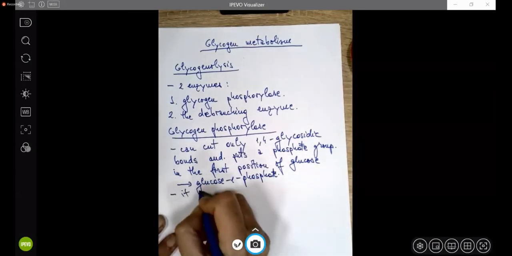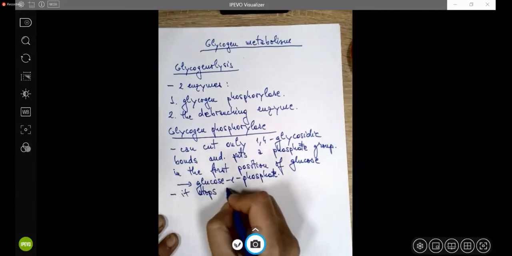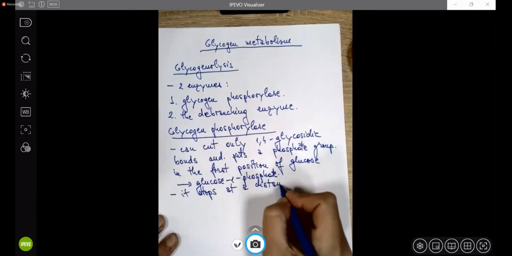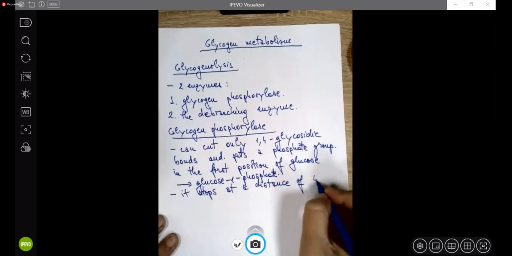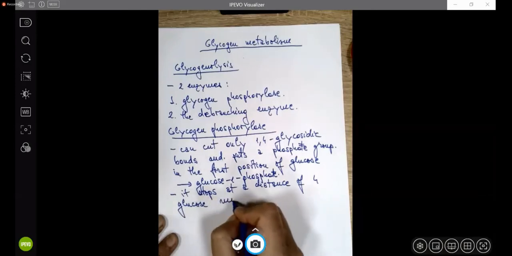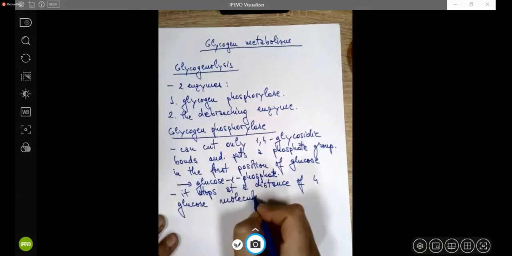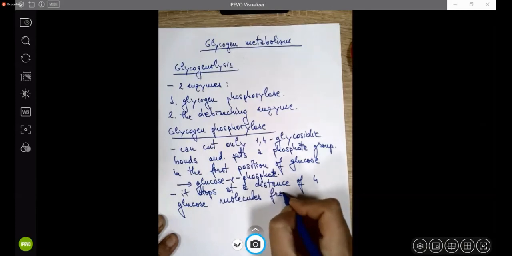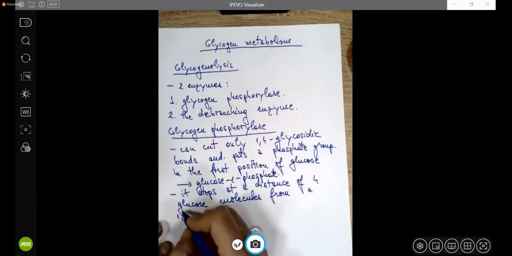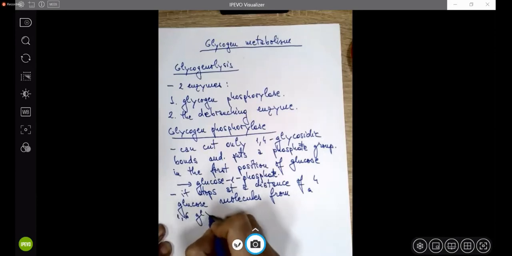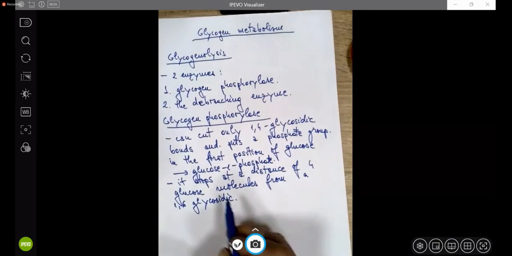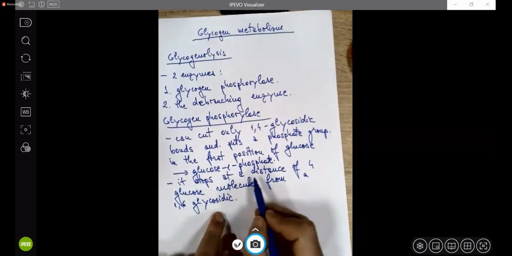It stops at a distance of 4 glucose molecules from a 1,6 glycosidic bond. I am writing and I am explaining you later.